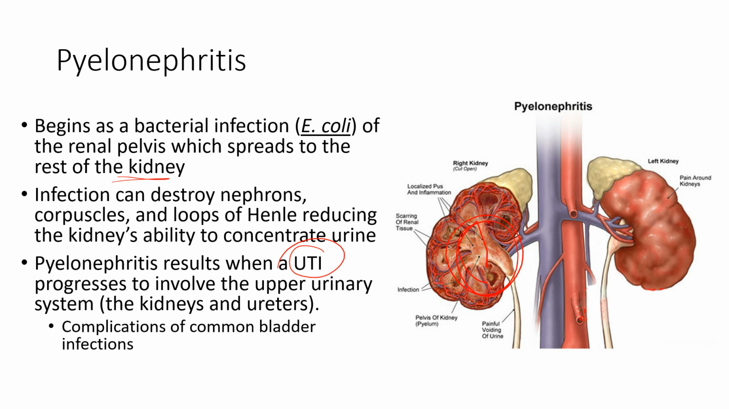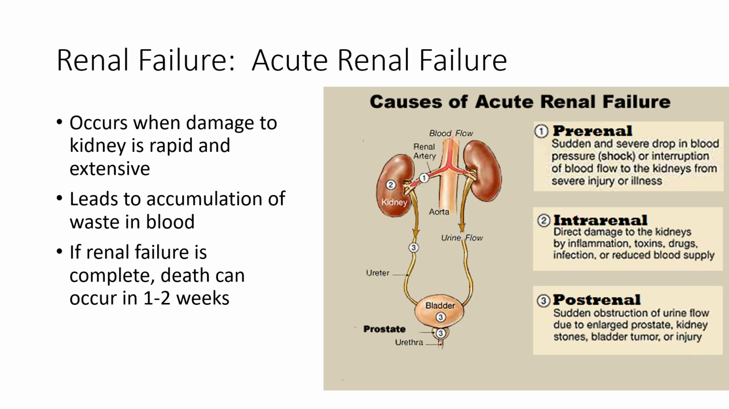This infection can destroy the nephrons, the corpuscles, loops of Henle. So it's basically causing destruction within the entire kidney and the whole nephron. So it results when a urinary tract infection moves all the way up into the upper urinary system. That's the kidneys and the ureters. So this is a complication of a typical bladder infection. So if y'all say, oh, I've got a bladder infection, I'm fine, just go to the doctor and get some antibiotics so it doesn't progress to this level, okay?